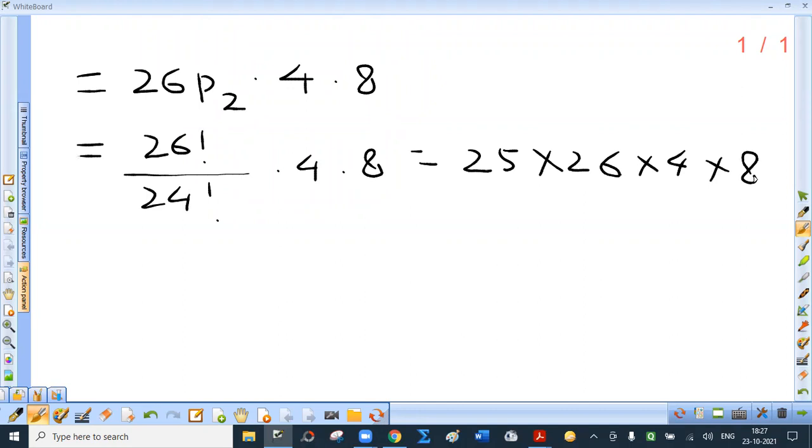Type your answer in chat box. 20800. Is this correct? Yes, it is.